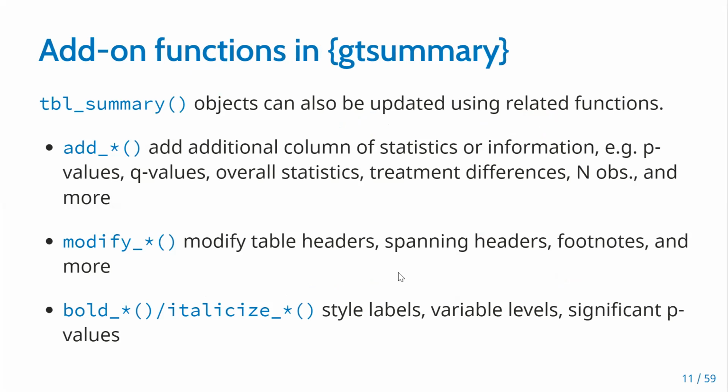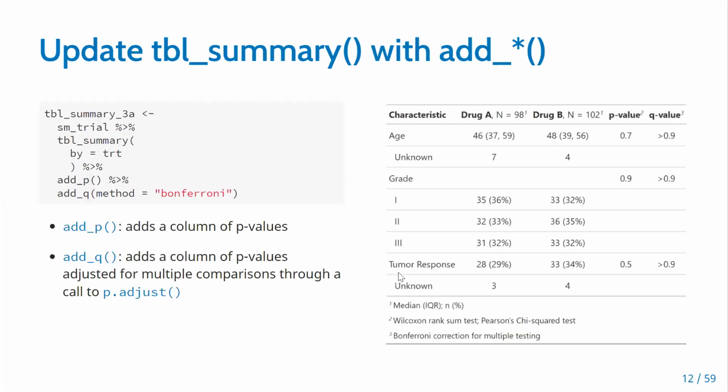The modify family of functions all begin with modify_, and they modify attributes of the table, like table headers, footnotes, spanning headers, and actually a lot more. But those are the most common ones to know about. And there are other functions like bold and italicize, which will help you bold labels or significant p-values, what have you. So let's look at a couple examples there.